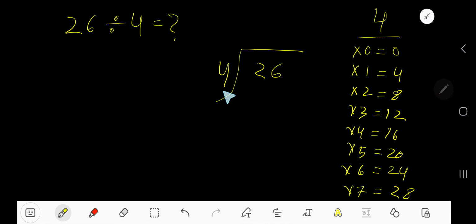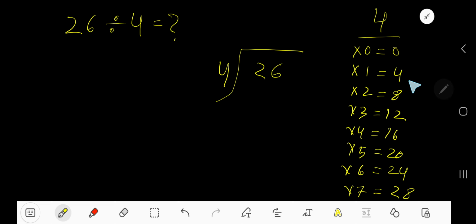26 divided by 4. Here 4 is a divisor, so we need the multiplication table of 4. 4 times 0 is 0, 4 times 1 is 4, 4 times 2 is 8, 4 times 3 is 12, 4 times 4 is 16, 4 times 5 is 20, 4 times 6 is 24, 4 times 7 is 28. To find the multiplication table of 4, just add 4 to the previous step.